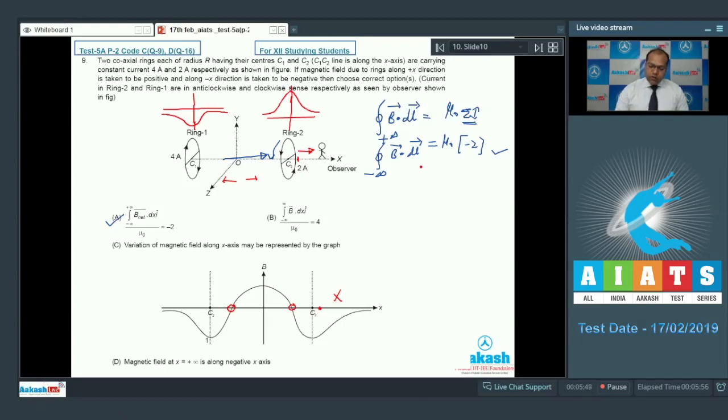In option D, the magnetic field at x equal to plus infinity is along the negative x-axis. So if I move to this position at plus infinity, as we have seen, the line integration comes out to be negative. So the sense of magnetic field at this point is in this direction. So option D is also correct. So the correct answer for question number 9 is options A and D. Let's move to question number 10.